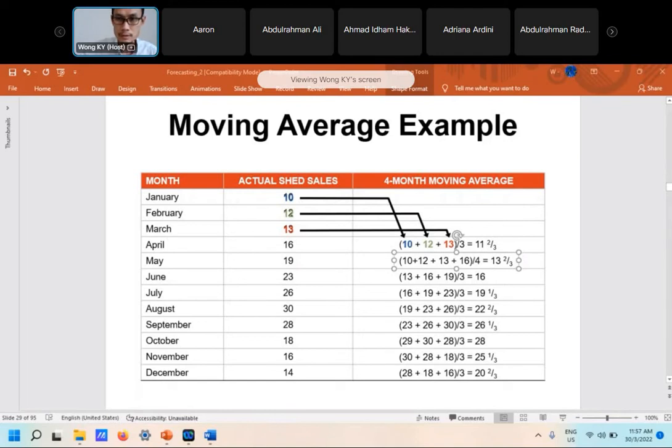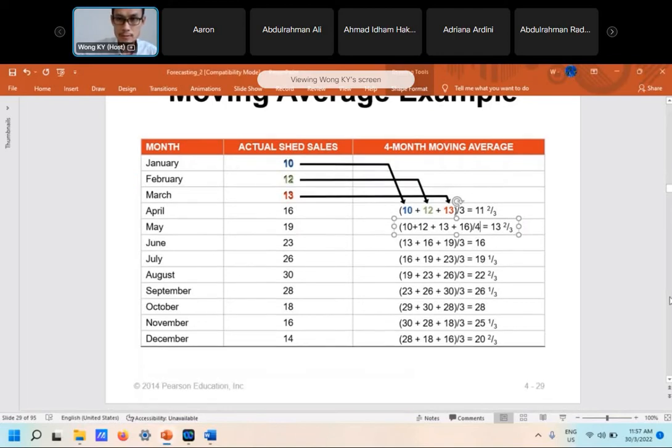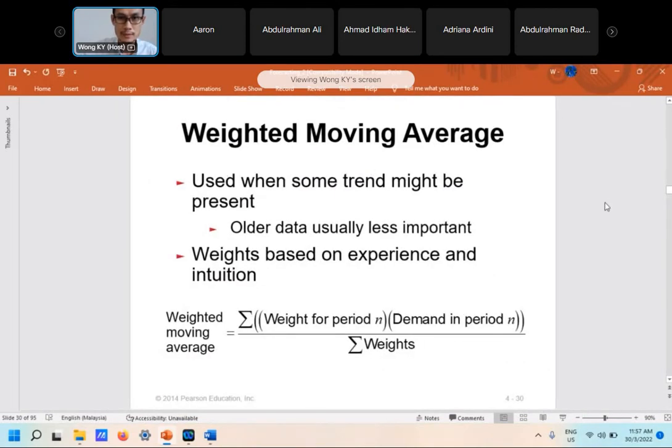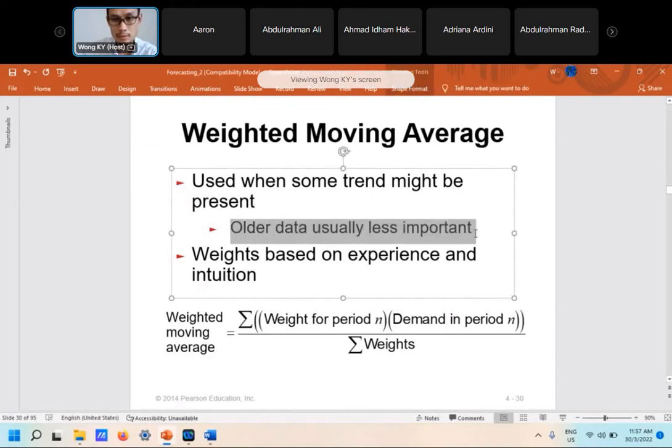Right, so let's move on to the next method. The next method is called weighted moving average. It's also like moving average, but it takes into account weightage or weights. It's normally used when some trend might be present, and you will find that older data are actually less important, meaning newer data are more important. Older data are considered obsolete, so they have less relevance, but newer data are more relevant, so they're more important.